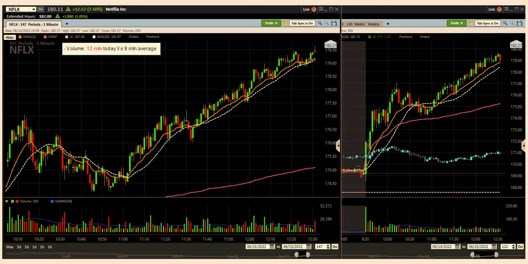All right, and then we have the support. We have two supports here. This is a very strong support that it broke out of, so basically a resistance becomes support, right? And then we also have another support here, which is the VWAP. I use VWAP, a 20-day moving average, the dotted line, and then the EMA is the 13-day EMA, the orange line.